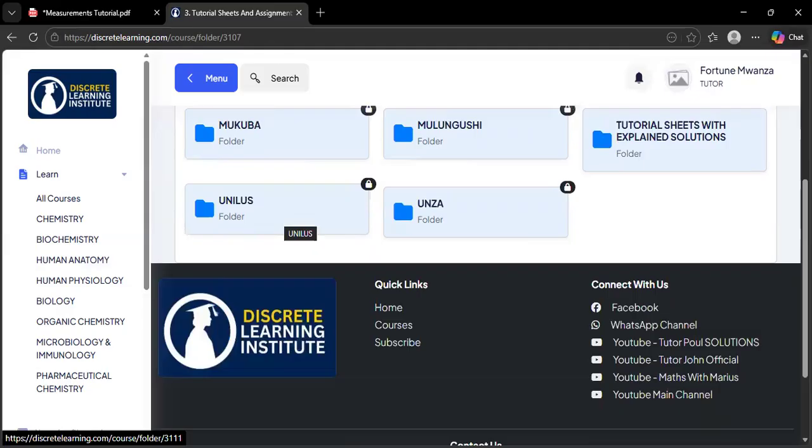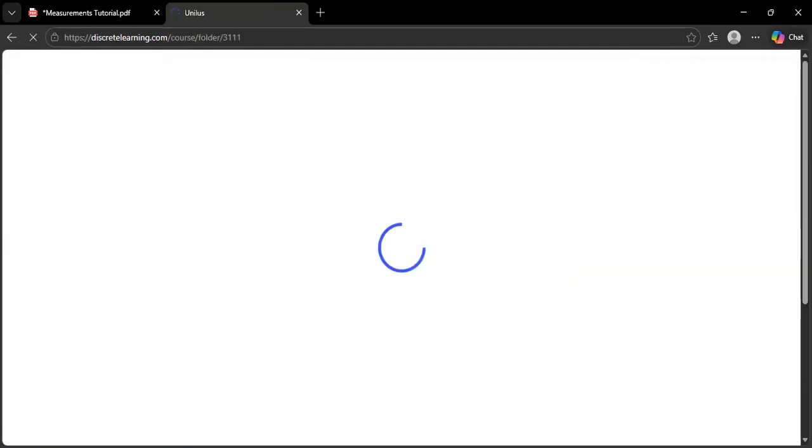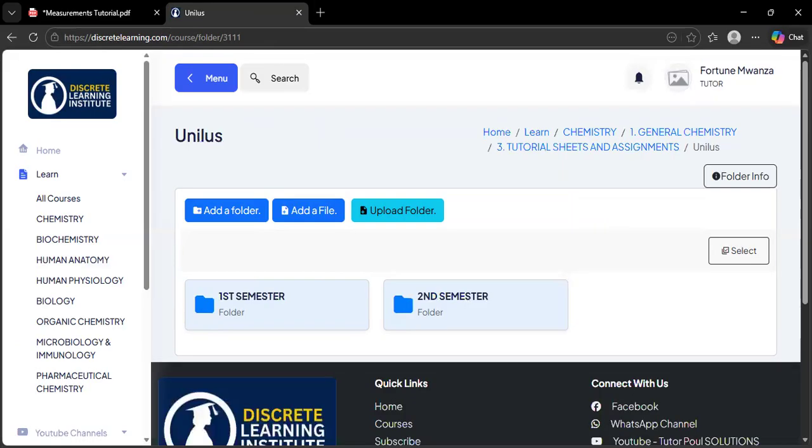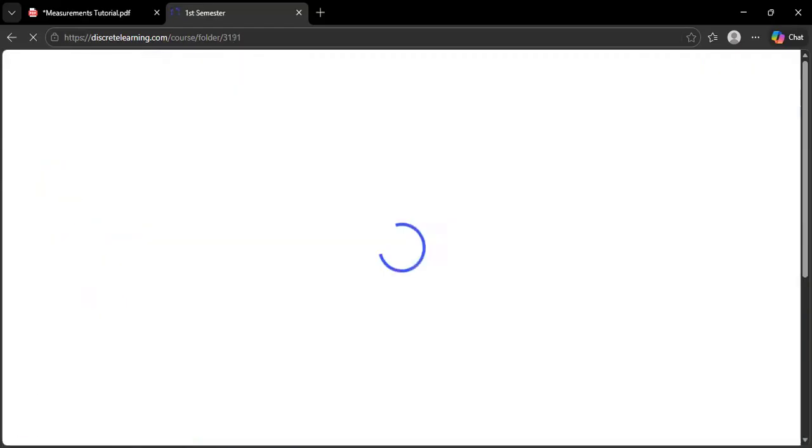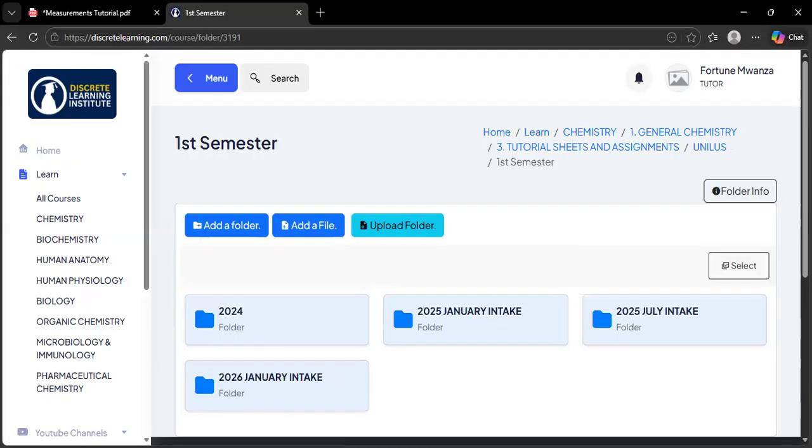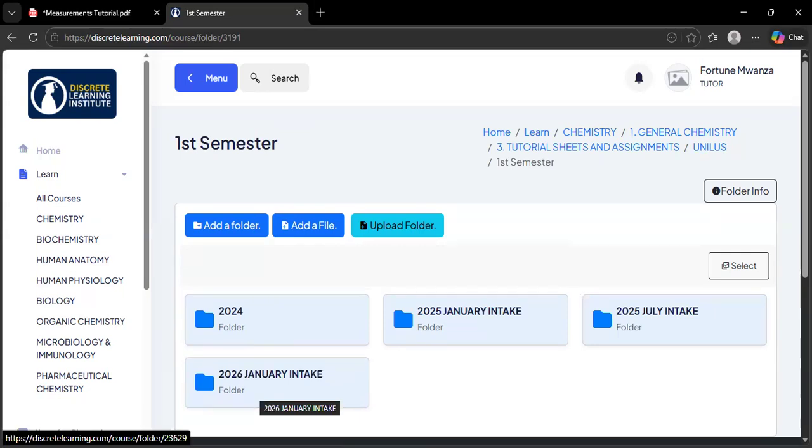Then it will take me to other folders. There will be first semester and second semester, so if you are in first semester, you can pick first semester. Then you are going to notice that there are also folders for the previous intakes, like January 2025 and July 2025. If you want to watch the videos for the tutorial sheets for the 2025 July and January intakes, and also 2024, you can go in those folders. But for this intake, you go in the folder written 2026 January intake.